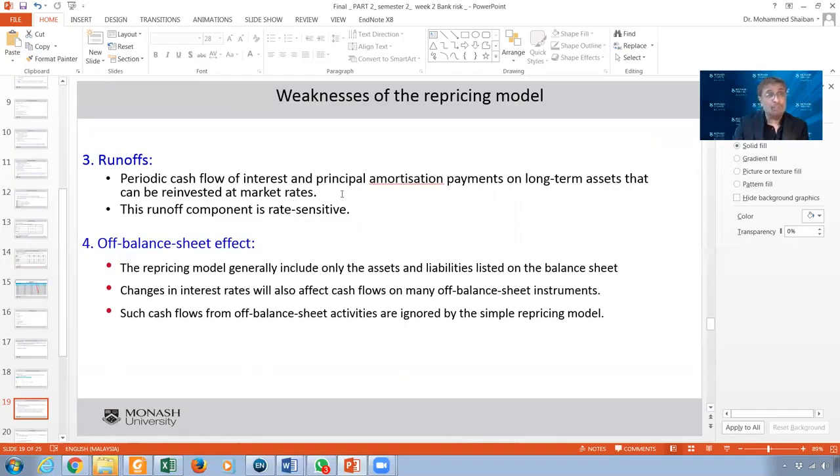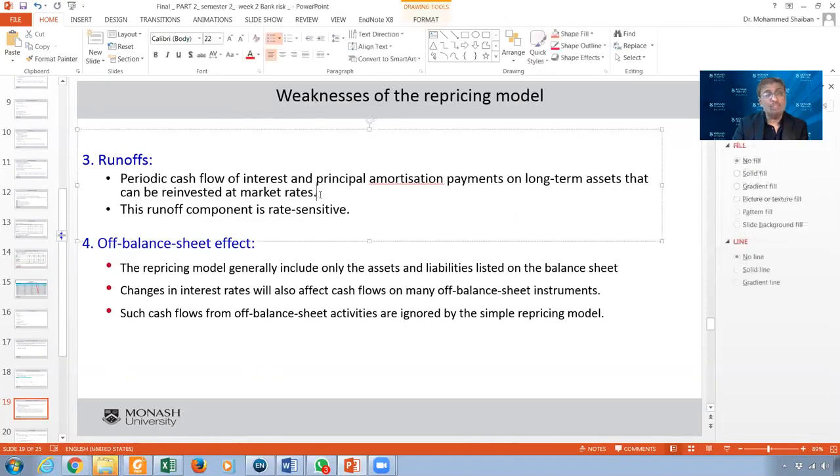So this runoff component is rate sensitive, which means the periodic cash flows of interest and principal amortization payments on long-term assets can be reinvested at market rates. They don't take this into consideration. They just take the loan: it's 20 years, or 5 years, or 3 years. Whatever is happening inside, it doesn't take care of that.